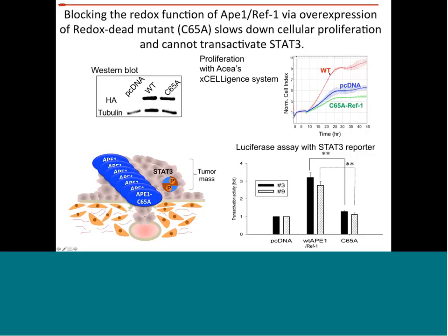So then we took these same cells and we asked, okay, if we've got a whole bunch of extra APE in there, what does that do to the activity of STAT3? Shown here are two different clones, and we're looking at the pcDNA vector control, and then when you overexpress the APE protein, you see about a threefold stimulation of STAT3 activity. And when you overexpress the C65A mutant, that threefold stimulation is gone. So again, pointing to the fact that APE's redox activity is having an effect on STAT3 DNA binding.